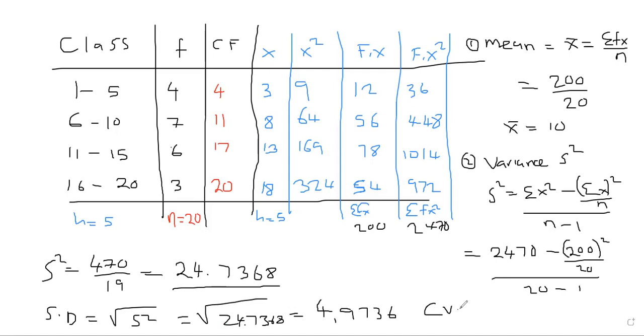And the coefficient of variation is simply standard deviation over the mean times 100. Our standard deviation was what? 4.9736. And here our mean is 10, times 100. We simply get 49%. So any questions on these 4 things that have been found: the mean, the variance, standard deviation, and the coefficient of variation?